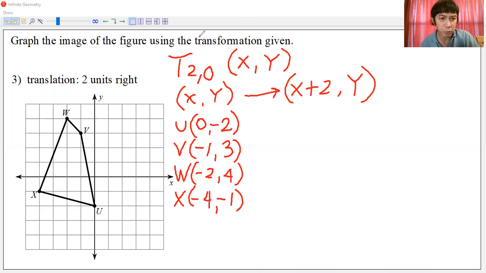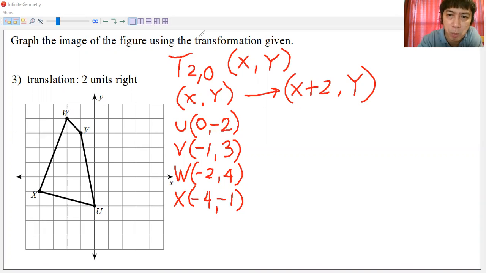So point U is just below the origin by 2 units. So that's (0, -2). Our point V is in the second quadrant. That's (-1, 3). And then our point W is also in the second quadrant, (-2, 4). -2 because it's along the x-axis at the left side, and then going up, that's +4. And then finally, our point X is in the third quadrant. That should be -4 to the left and then going downwards by 1 unit. So both are negatives, (-4, -1).